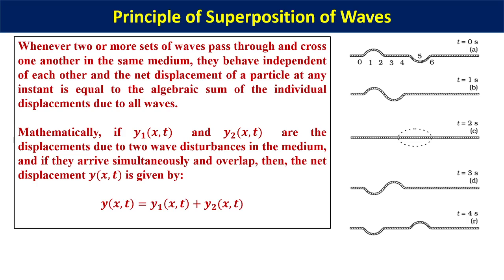It is as if the first wave, which is crossing the second wave in the same medium at the same time, in the same location, doesn't care about the presence of the second wave. They completely behave independently of each other. All right, and the net displacement of a particle at that particular location is equal to the algebraic sum of the individual displacements due to all the waves present.